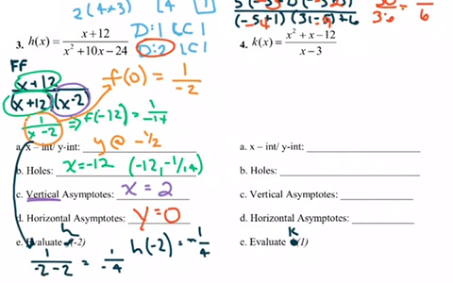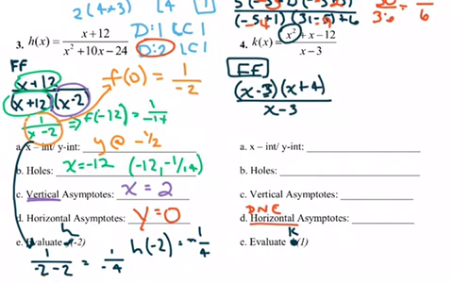Finally, the last example, k of x, is x squared plus x minus 12 over x minus 3. As you can see, the numerator degree is larger than the denominator degree, so as far as horizontal asymptotes go, this one doesn't have a horizontal asymptote, only a slant. Lucky for me, this one's also going to factor, so you're going to see what the end behavior will be in just a couple of moments.